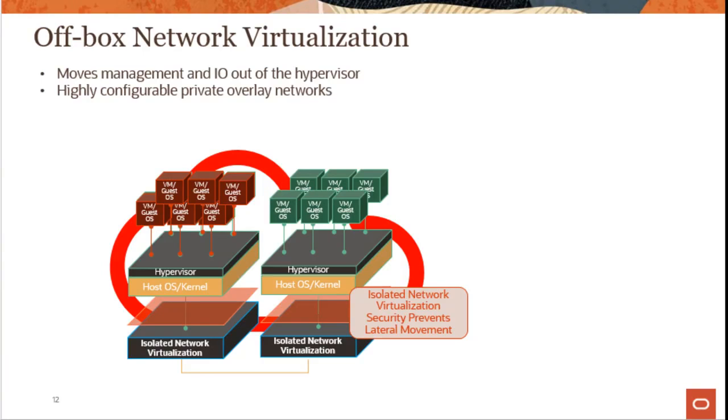Here is a pictorial representation of off-box network virtualization, where you can see multiple layers: VMs running on top of the hypervisor, then the host or OS kernel, and then we provide isolated network virtualization, which is very hardened, using the off-box network virtualization method.